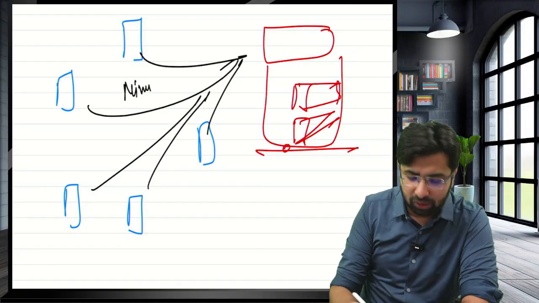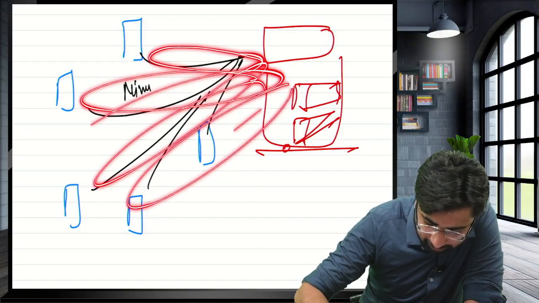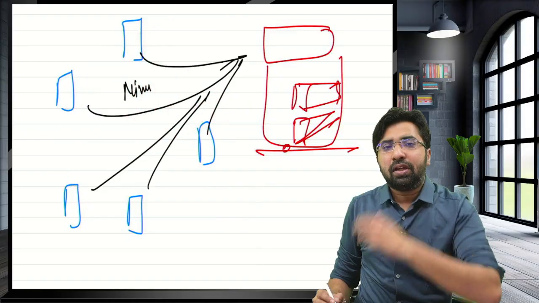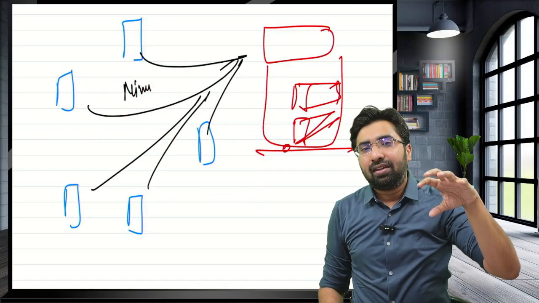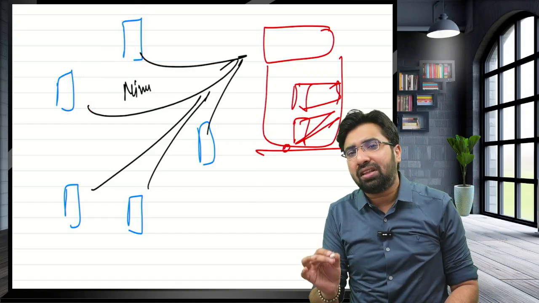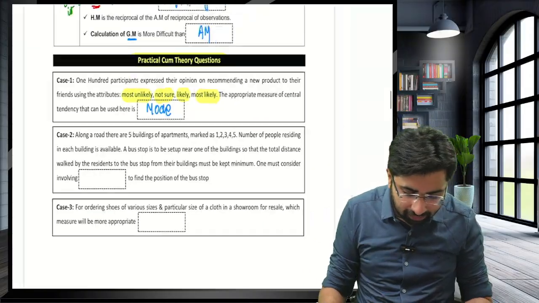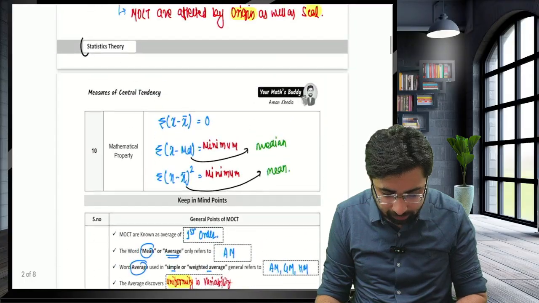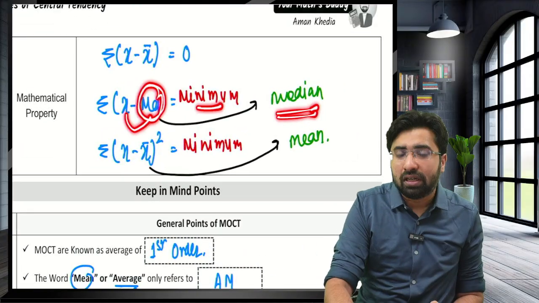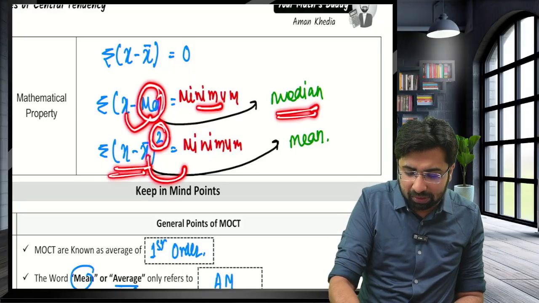Can I say I need to calculate the difference between this, this, this, and this, and the summation of the differences should be minimum? You tell me, the sum of the deviations taken from the point should be minimum. So should I take the deviation from the mean, median, or mode? We have already written this over here. If you want the deviation to be minimum, you take the deviation from the median. And if I want the square of that deviation to be minimum, then I would use the mean.